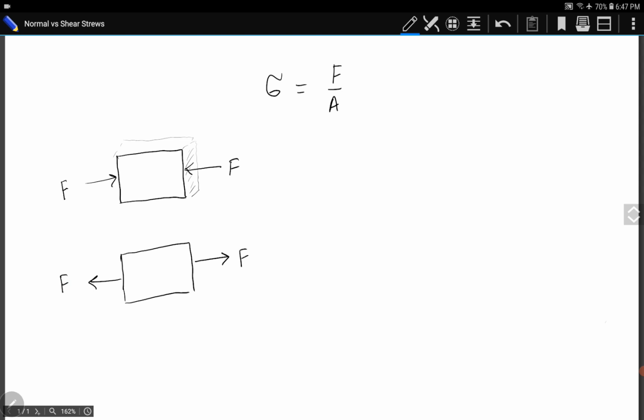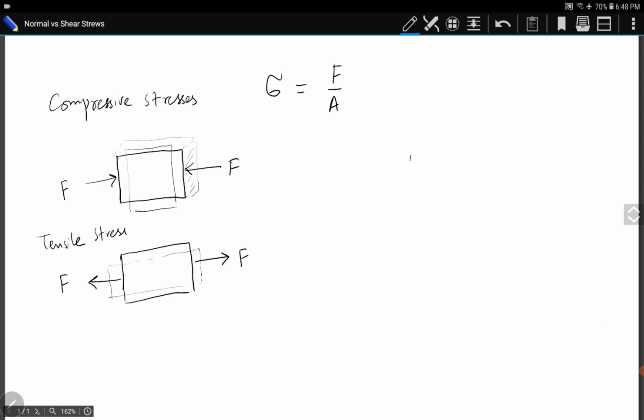If force is acting towards the area, it is a compressive stress. It will try to reduce its length in the direction of the force. If it is acting away from the area, it will try to elongate the body, and we call it a tensile stress. So both the compressive and tensile stresses are types of normal stresses because in both cases force is perpendicular to the area upon which it has been applied.